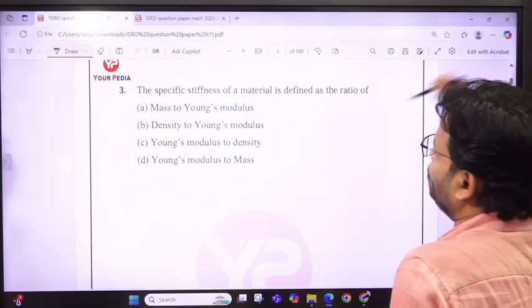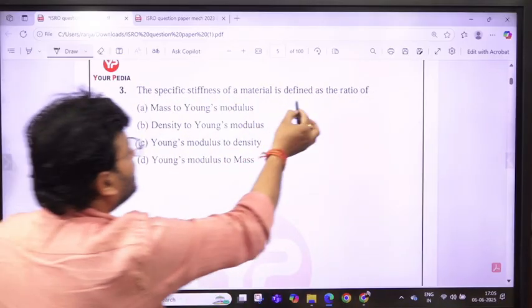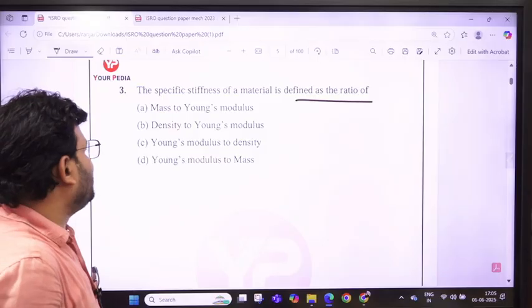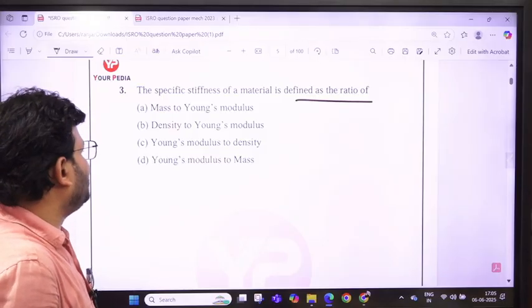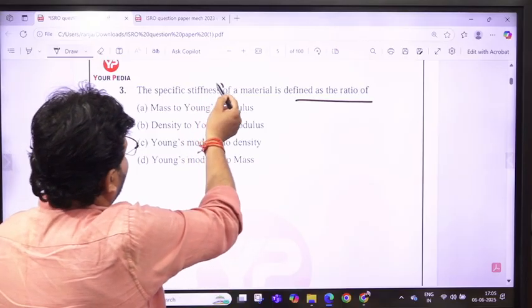Now my dear friend, the next question is that the specific stiffness of a material is defined as the ratio of mass to Young's modulus, density to Young's modulus, Young's modulus to density, Young's modulus to mass. A specific stiffness, my dear friends, right?